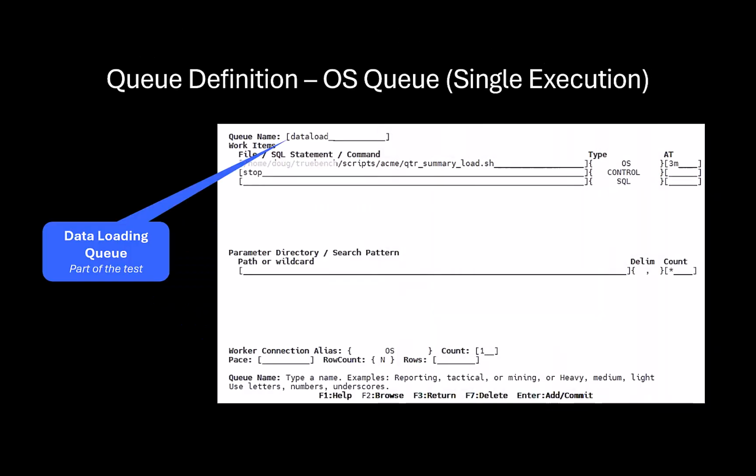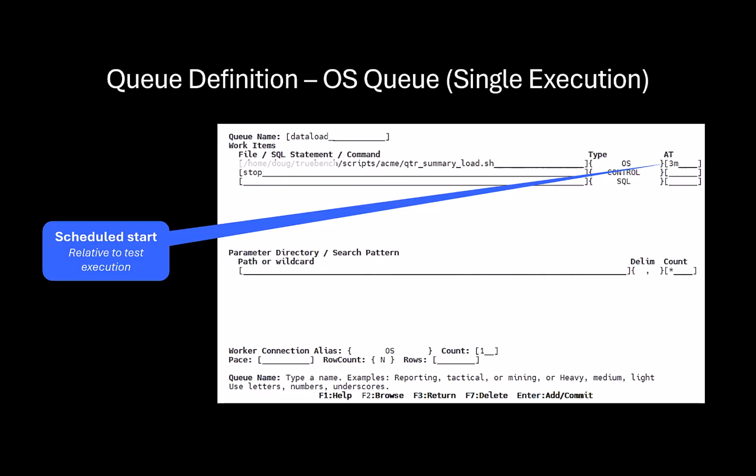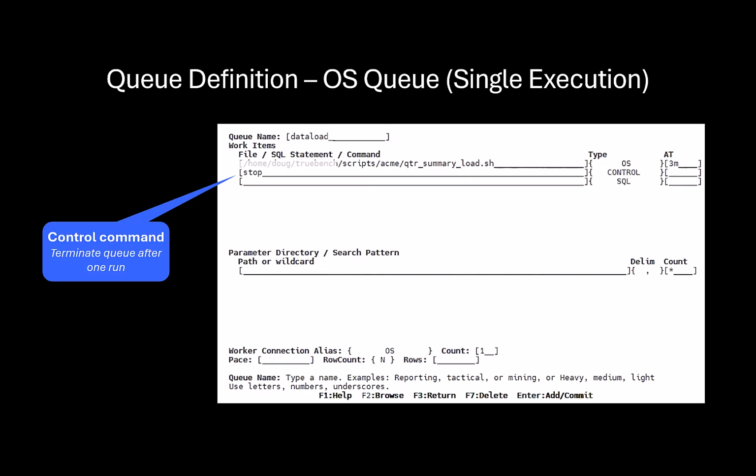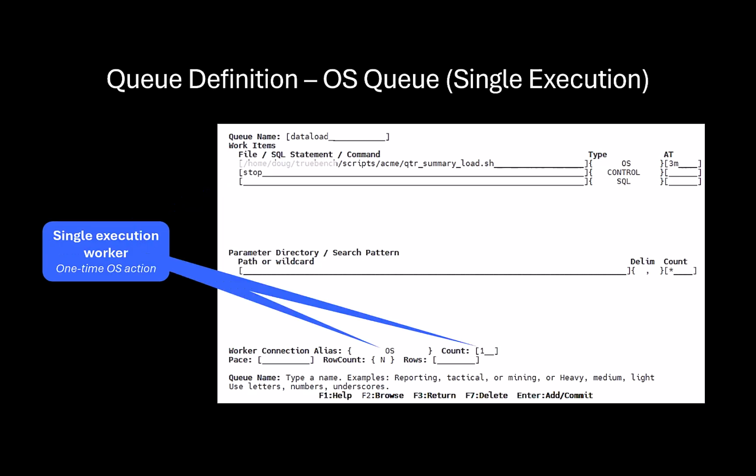Workloads don't have to be SQL. Operating system commands can be executed as part of the same test. Any workload can be scheduled relative to the test start time. Queues can have control commands to stop a queue after one execution, while the others keep running. OS queues run with explicitly defined execution workers. Production systems don't run just queries, they run workflows.